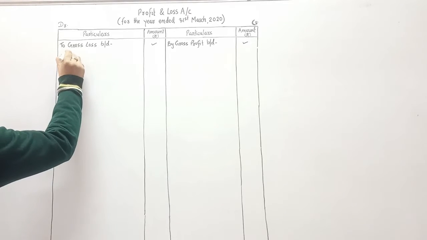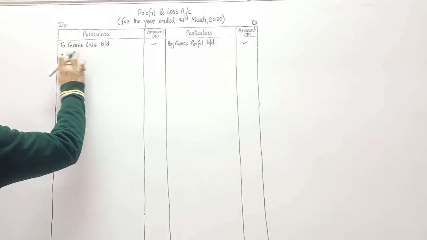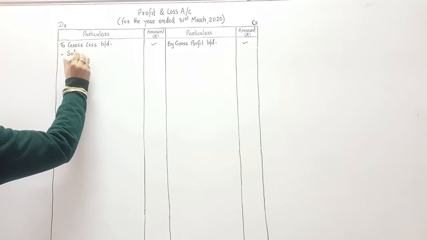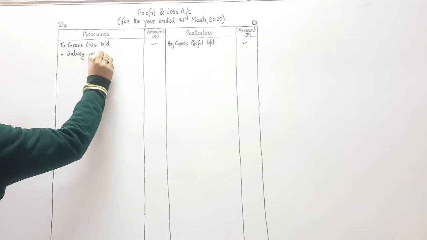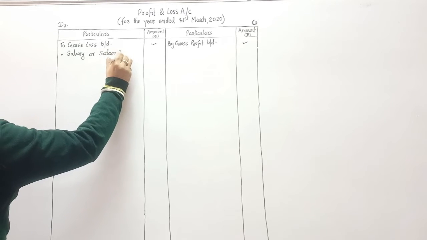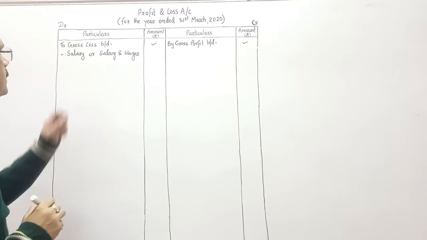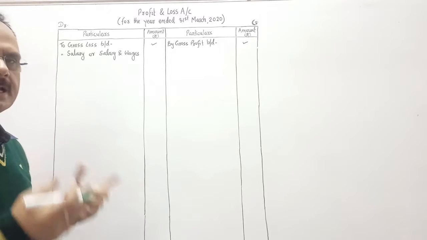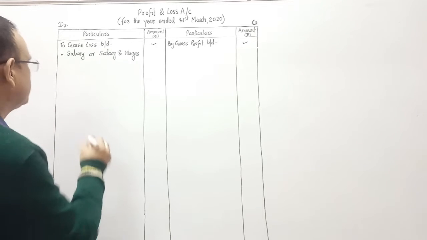Suppose it is salary. If it is salary, this indicates office salary. Salary means office salary, or salary and wages. If salary and wages is given, then also we will write it on the debit side of the profit and loss account. It's an indirect expense: office salary, salary, or salary and wages.